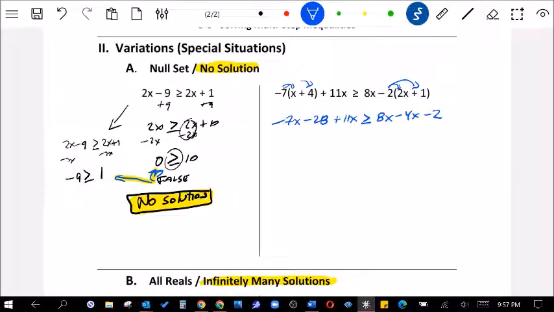There. Now, on each side, combine like terms. So we have here negative 28 plus 4x. So negative 7x plus 11x is plus 4x. Greater than or equal to, well, combining these two gives us a 4x minus 2. I see the x's are the same. Let's go ahead and subtract 4x from both sides. And what we get is negative 28 greater than or equal to negative 2. So this one again is not true. Negative 28 is less than negative 2, not greater. So that means we call it false, and we write no solution.